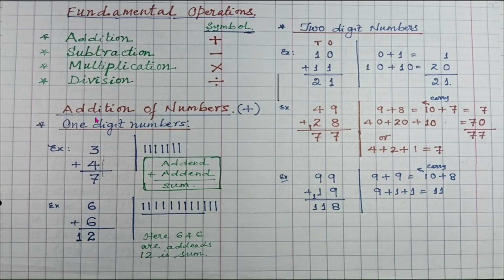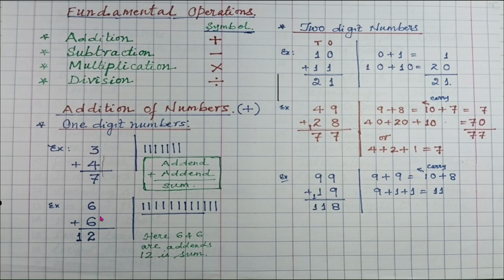Now let us first learn addition of numbers. So let us begin to learn how to add one-digit numbers. One-digit numbers means there is only one digit, here 3 and 4. To add 3 and 4, 3 means 3 sticks, 4 means 4 sticks. To add means we have to count them. So 3 sticks plus 4 sticks becomes 7. So 3 and 4 are called addends here and 7 is the sum. Therefore 3 plus 4 is 7.